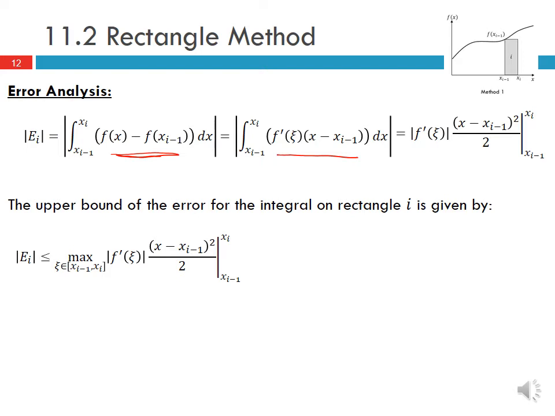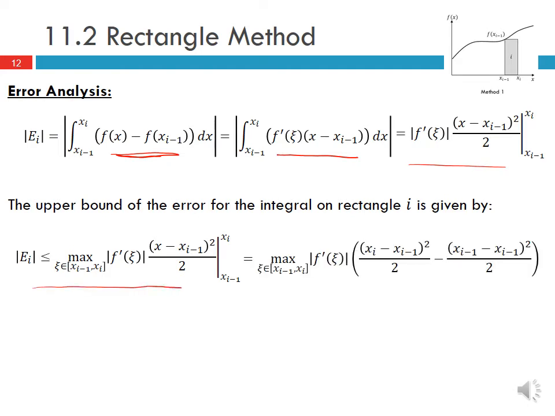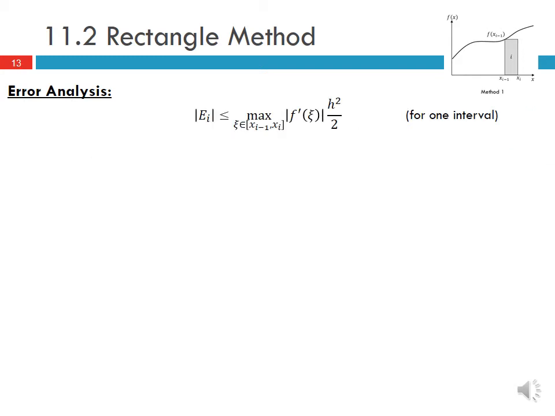Basically all we've done here is, if this was our estimate of the error, then this gives the upper bound of that estimate. Then we can plug in the limits, which came from our integration, and this term goes to 0. We can simplify this, and we see that on the one interval, the upper bound of the error for the rectangle method is related to h squared over 2. So that was for one interval.